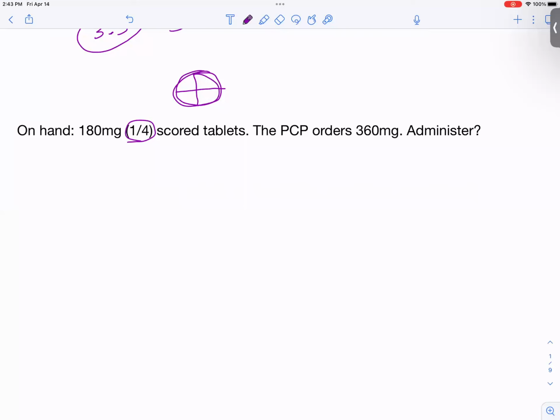Very good. So yeah, these aren't trick questions. I mean, you're going to have pills that are able to be scored. That's just the way it is. They're going to come up and they're going to be able to be split and scored because not every patient's going to get the same strength.